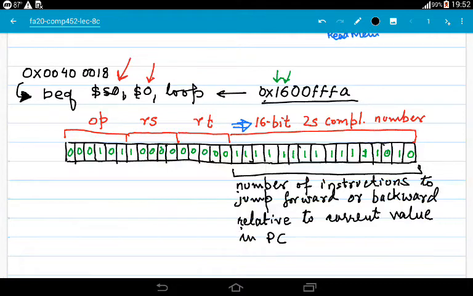Okay, relative to the, actually I should not say this, there is a reason. Relative to PC plus 4, and I'll show you in a minute why it is PC plus 4. So basically, if this is a negative number, then we jump backwards. If it's a positive number, we jump forward.